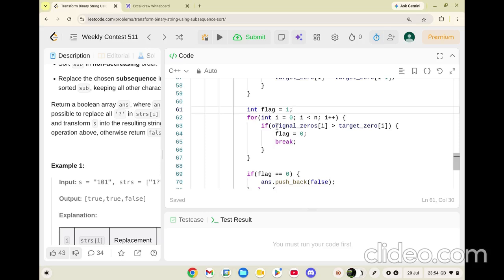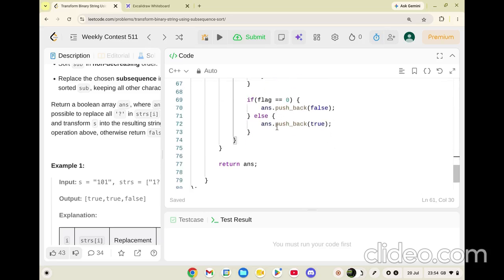If flag is 0, then you simply push false in your answer, else you will push true in your answer. And you simply return the answer.